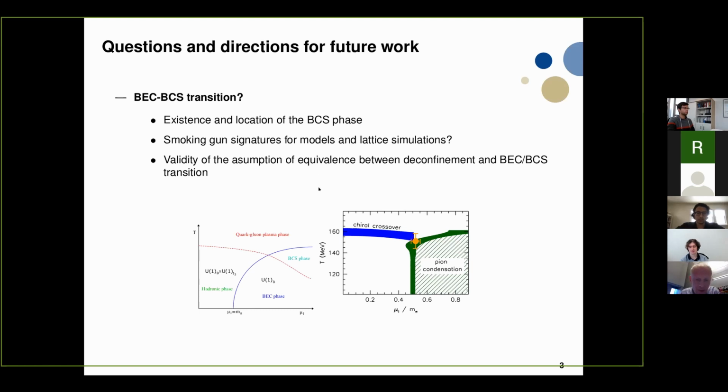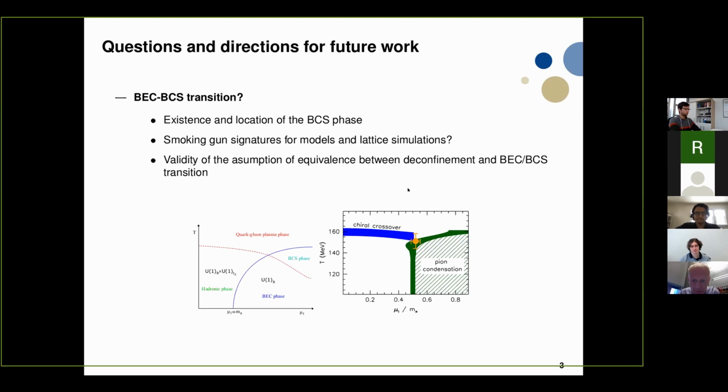To the left, I have indicated this BCS transition. This phase diagram is basically a copy of another figure of the lattice group. And that line is one of the questions that we might want to discuss, the BCS transition. So here are a few questions that Bastian raised yesterday.